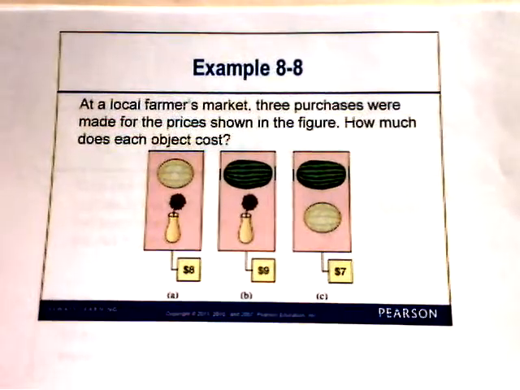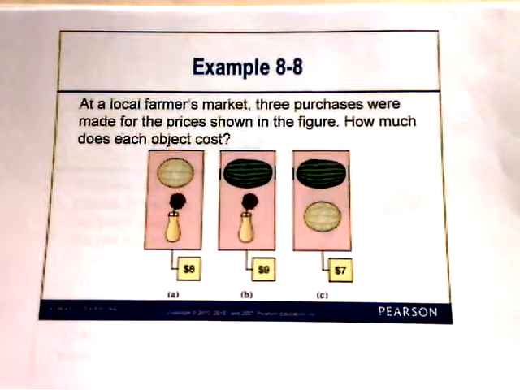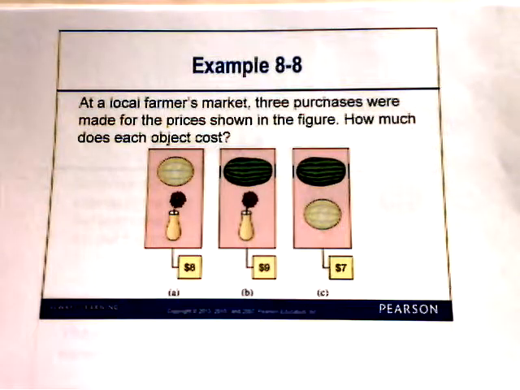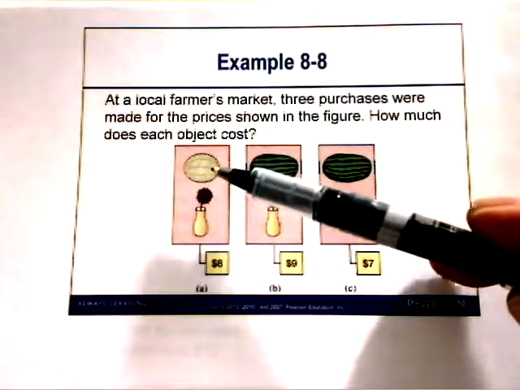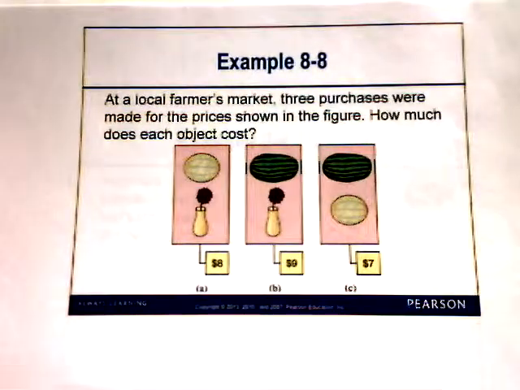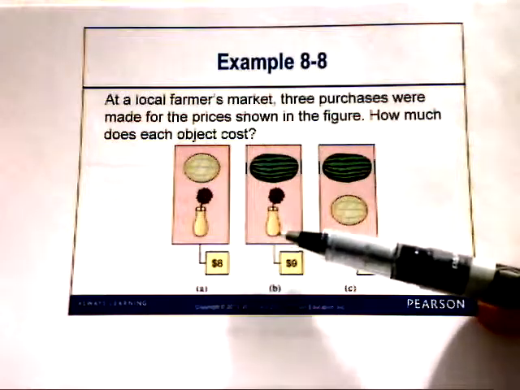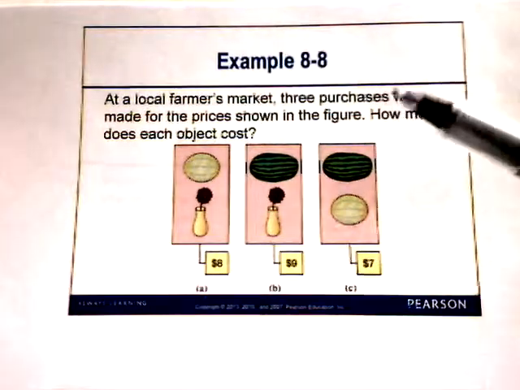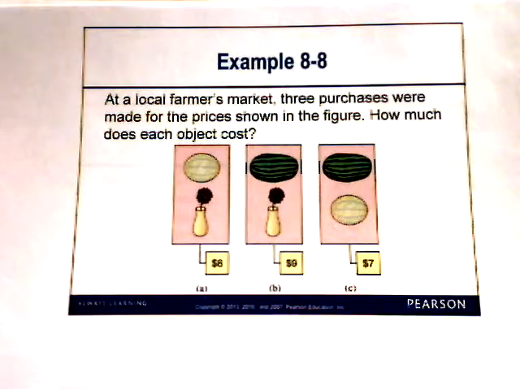Okay, look at this example here. At a local farmer's market, 3 purchases were made for the prices shown in the figure. How much does each object cost? Now you're told here that this first one has a cantaloupe and a vase with a flower in it. It costs $8. A watermelon and a vase with a flower in it costs $9. A watermelon and a cantaloupe are $7.